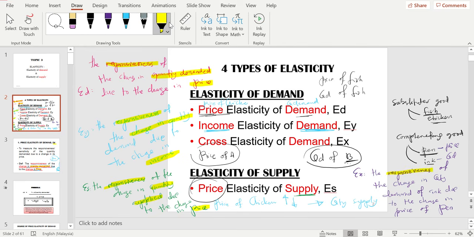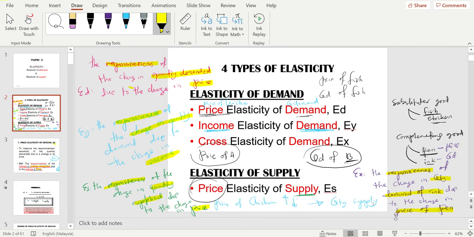Responsiveness, change in quantity demand, of course. Tapi you must mention of what product. Ink. Due to the change in price, same here. Okay. Tapi price apa? Of pen. Mesti two different things here for the cross elasticity, EX. Okay. Hopefully you are okay with that. This is the definition. So, once you tahu satu definition, insyaAllah yang lain-lain tu pun you will be fine. Because it's the same definition.